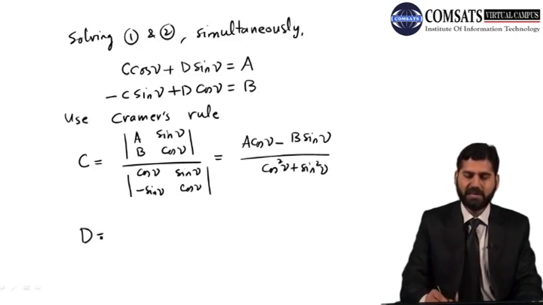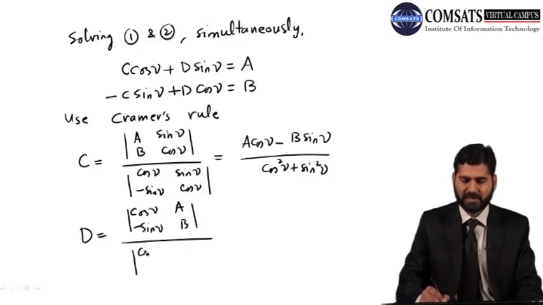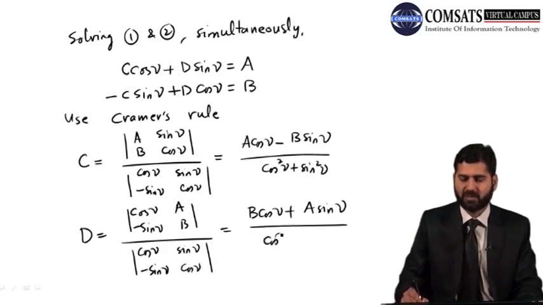And d is equal to, d is only replacing a, b in the second one. So first column, this cos nu, minus sine nu will remain there, and the second column will be replaced by a, b and divided by the same determinant, which is the coefficient matrix, right? This is simple Cramer's rule. 2 by 2 Cramer's rule is really nothing. So you have b cosine nu plus a sine nu divided by again cosine square plus sine square is 1.